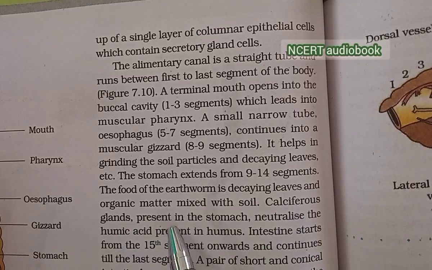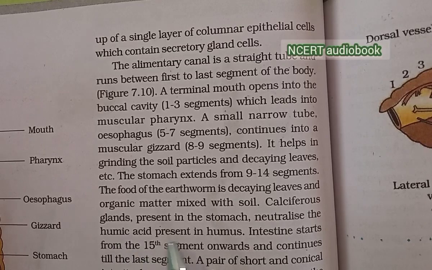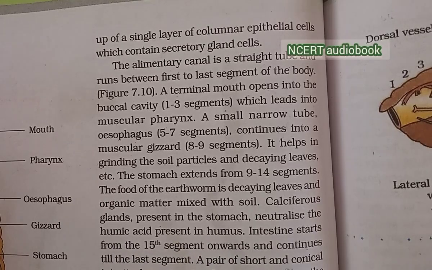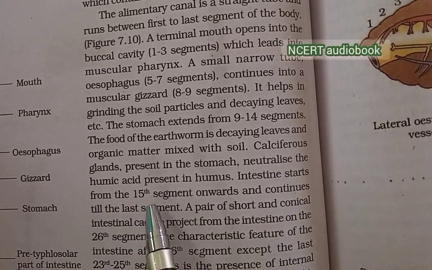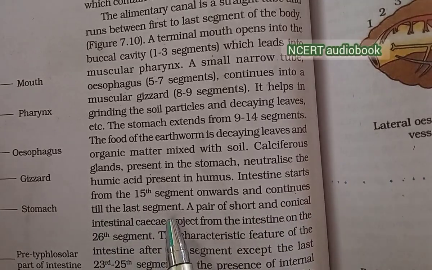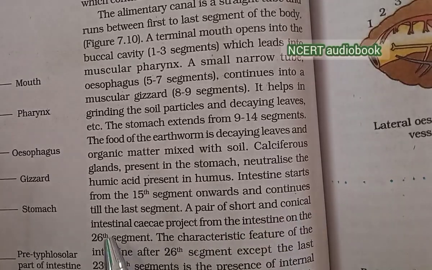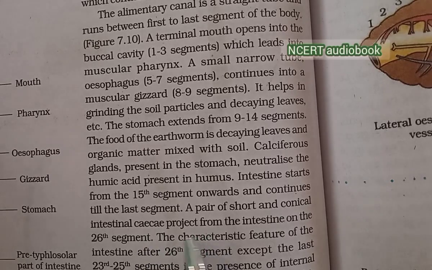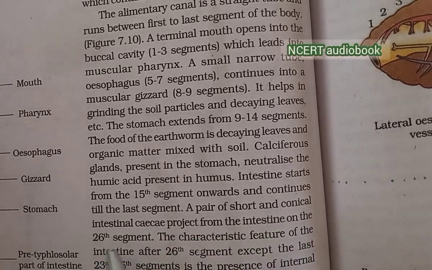Calciferous glands are present in the stomach, neutralizing humic acid present in the humus. The intestine starts from the 15th segment onwards and continues till the last segment. A pair of short and conical intestinal caeca projects from the intestine on the 26th segment.